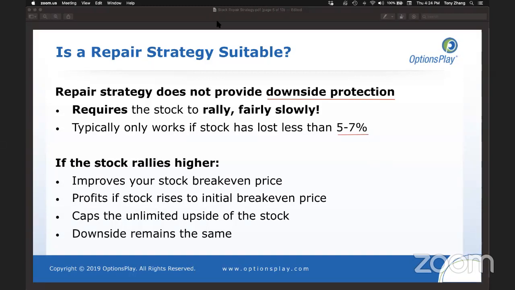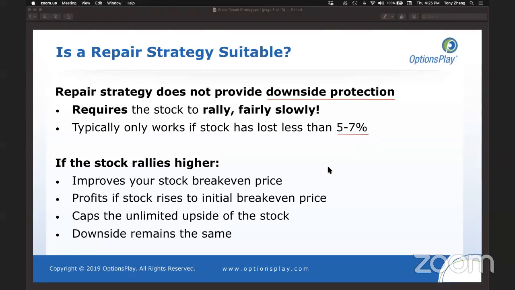Many times when I get the question from users asking me about a repair strategy, a lot of times I see stocks that are already down 20, 30, 40%. At that point, there is no magic repair strategy that gets you back to break even, especially not one that has zero cost or doesn't add additional risk.